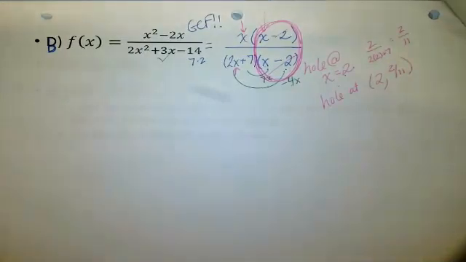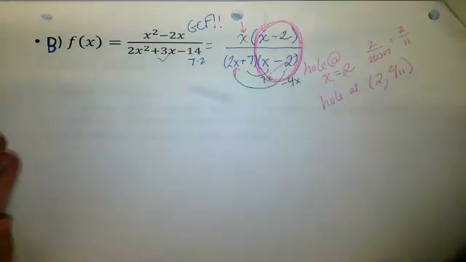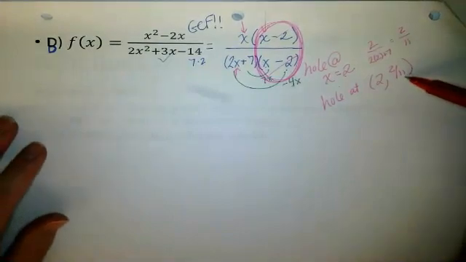So I have the exact location of the hole. I can actually draw a little open circle there, and that's kind of extra information. That's pretty nice. 2 over 11, 2/11.